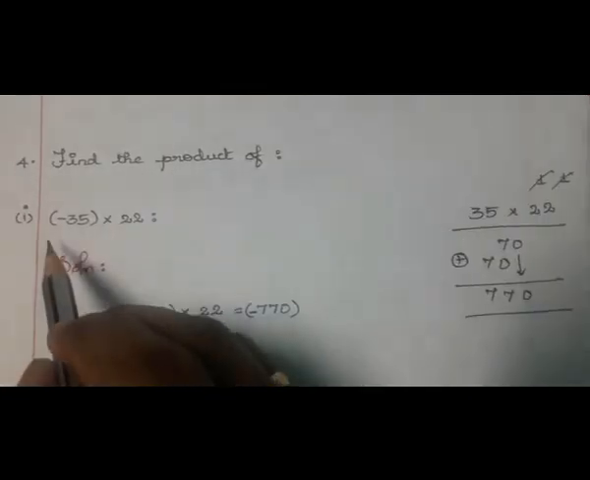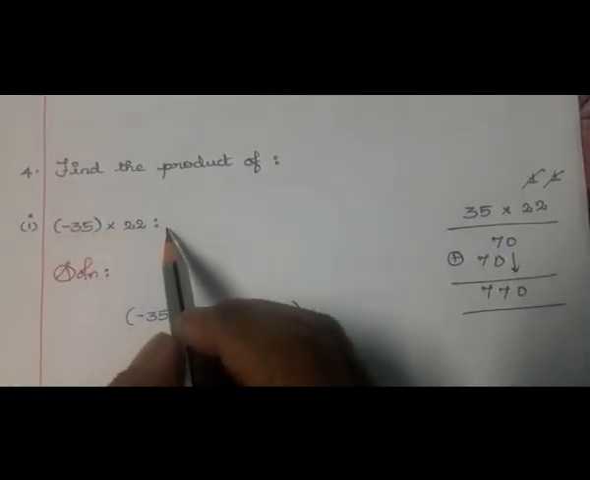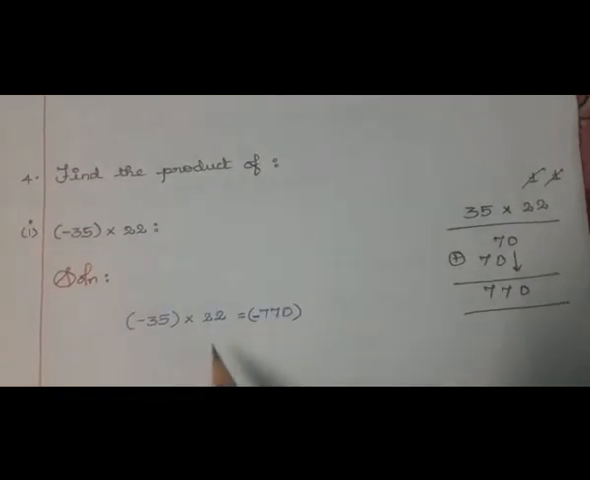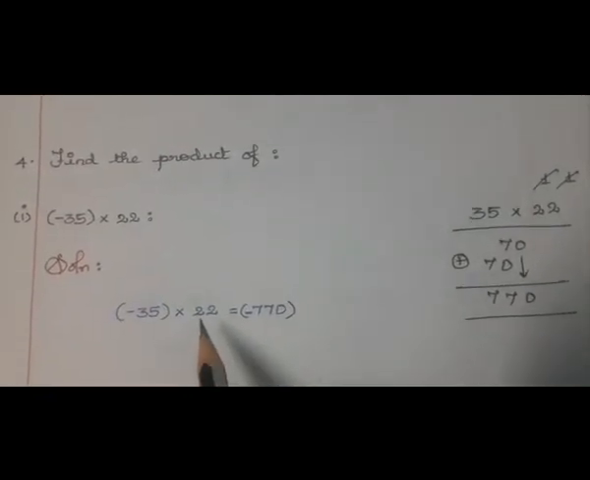Now the fourth question. Find the product of the first question, minus 35 into 22. So from this itself you can use the sign operation of multiplication.